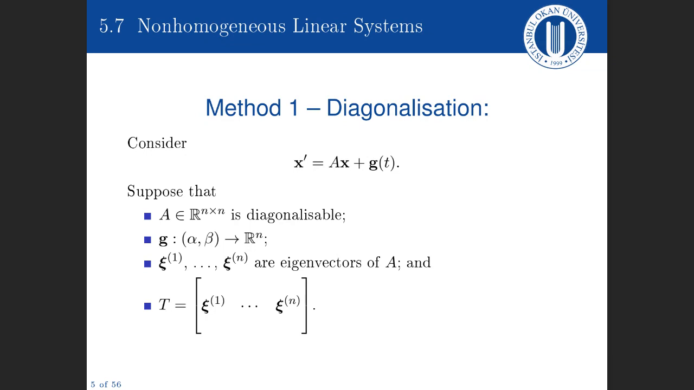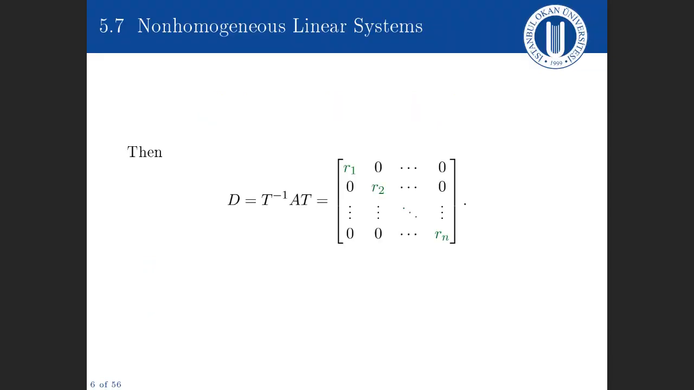Xi1 up to xin are the eigenvectors of A, and T is the transition matrix. That's the matrix where the first column is the first eigenvector, second column is the second eigenvector, and so on. We know from our linear algebra course that then, as long as we have n linearly independent eigenvectors, T inverse AT is a diagonal matrix. And it's the diagonal matrix where the entries on the main diagonal, r1, r2 up to rn, are the eigenvalues of A.